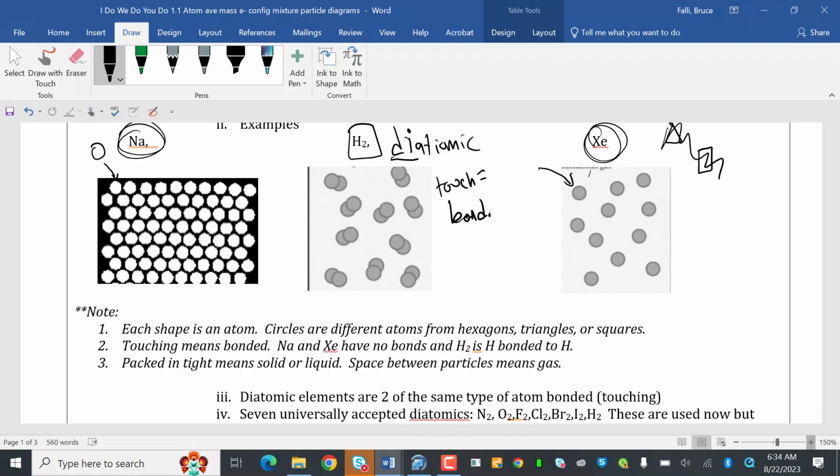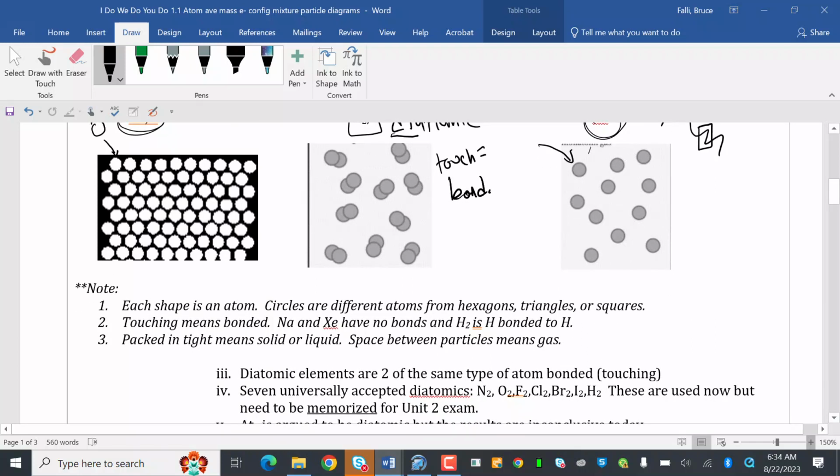Okay? Packed in tight means it's a solid or a liquid. Space between the particles means a gas. So this would be a gas. This would be a gas. This would be probably a solid. And solids, you can usually tell, are also neatly lined up too.